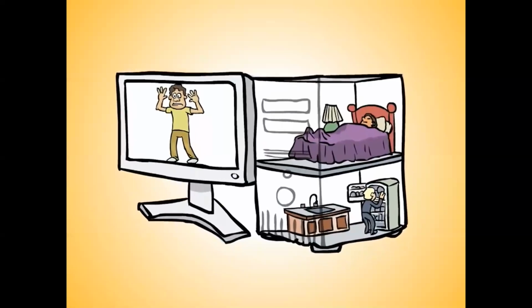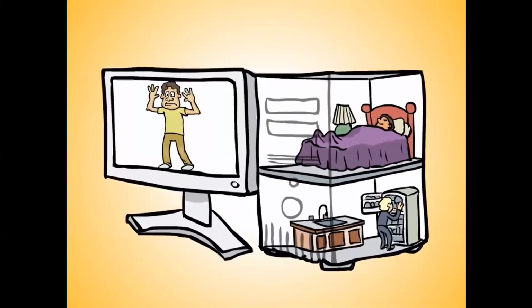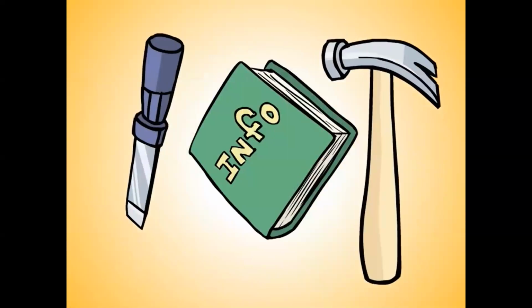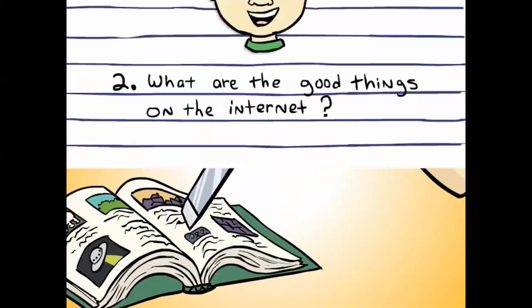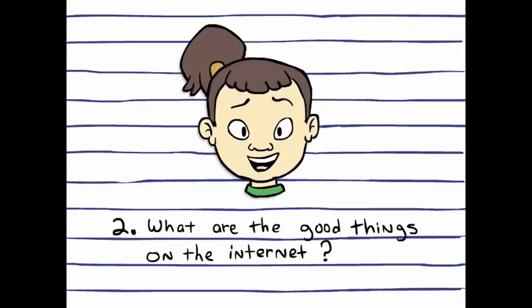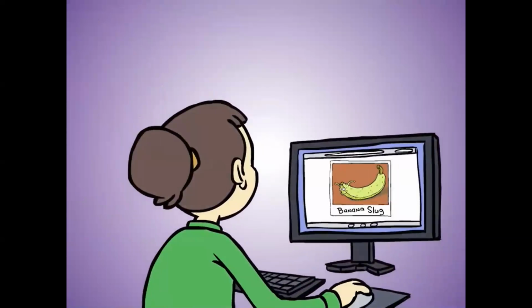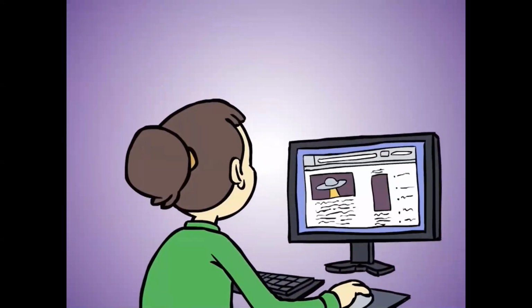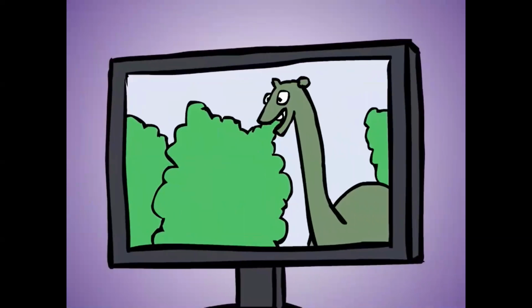Real people use the internet, but imagine if people tried to live inside their computers. That's just silly. And it's why the internet isn't a real place. It's a tool people use to get information. Molly's second question was, what are the good things on the internet? Well, that picture of a banana slug is a good thing because it's funny. Like you, Molly is curious and smart, so she uses the internet to learn. She reads stories, plays games, and watches videos. Just yesterday, she watched a video about dinosaurs.